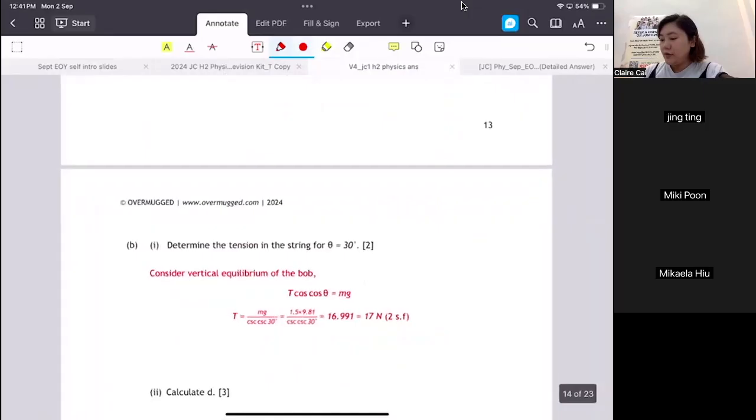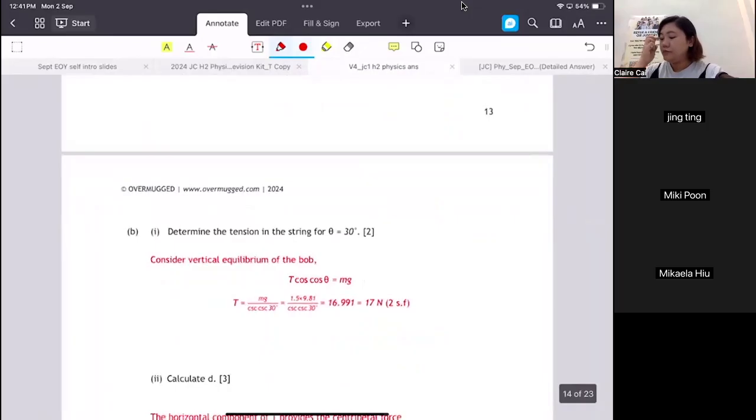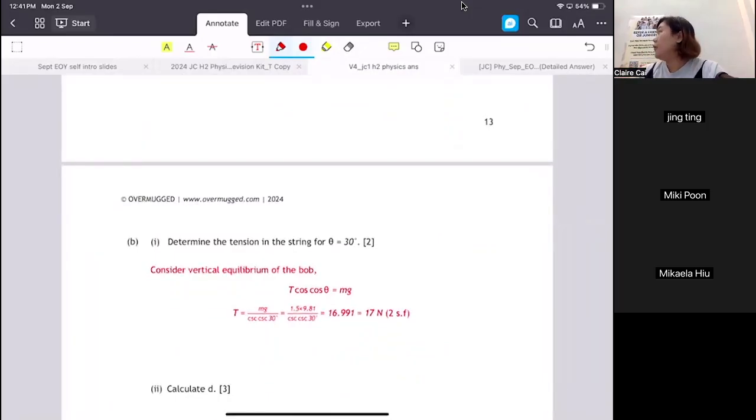If you just focus on the vertical component, T cosine theta will equal mg. Sine 30 degrees, cosine 30 degrees. So T cosine 30 degrees will equal the weight. Yep, so then we work it out. We can find the tension should be 16.991, which goes to 17 Newton to 2 s.f.